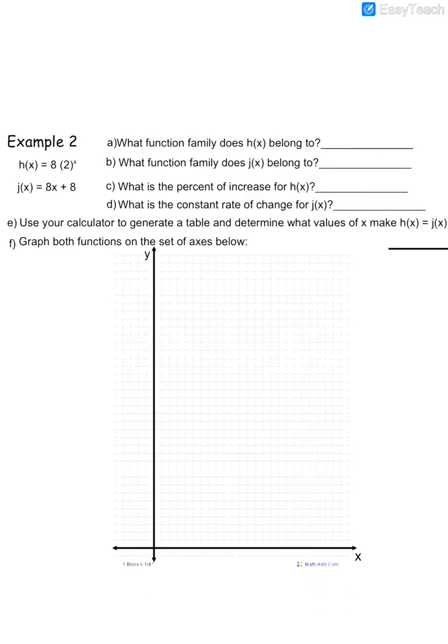Okay, what function family does h of x belong to? So let's take a look at it. That's looking like exponential to me. What function family does j of x belong to? Linear. What is the percent of increase for h of x? So the percent of increase for h of x is, I believe, 100%.